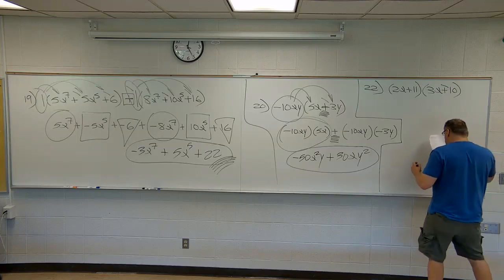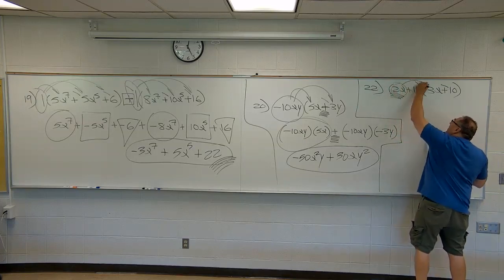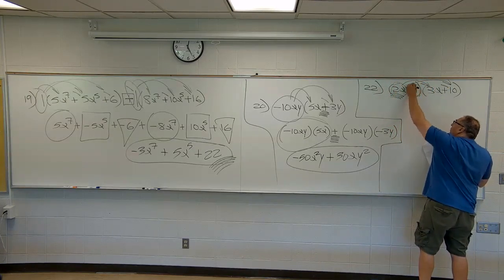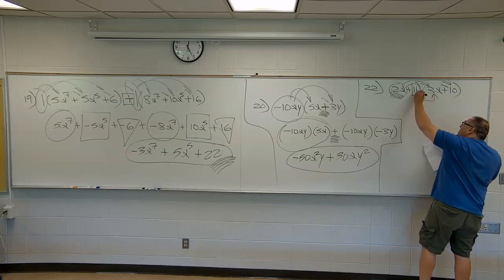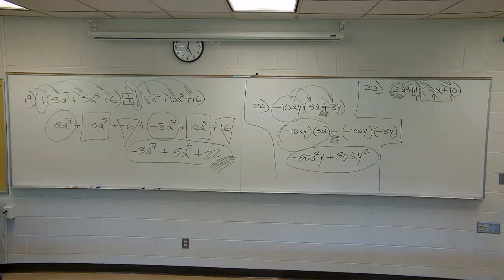So you look at it, you say, okay, what did he just say? Well, this is exactly what I just said. The FOIL method, ladies and gentlemen, is simply the distributive principle applied twice. It's simply a rip-off of the distributive principle. It is the distributive principle applied twice. So you look at it.